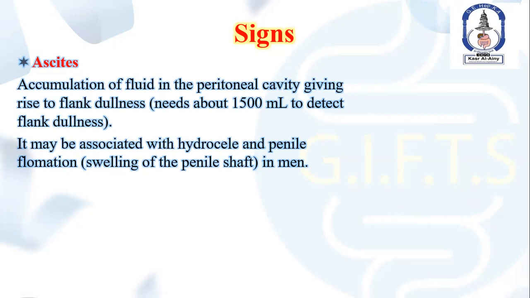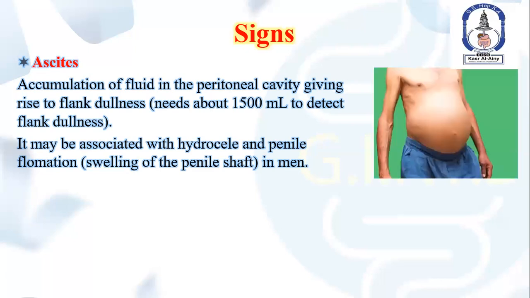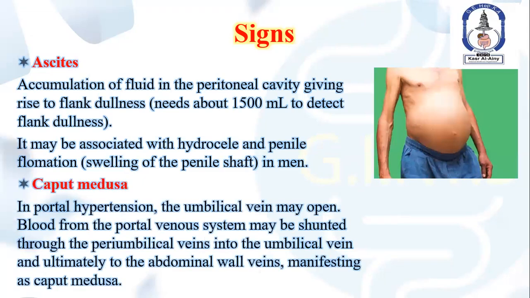And that's why lesser amounts of ascites need more maneuvers like the knee-elbow position or the use of ultrasound, which can detect very minimal amounts of fluid in the peritoneal cavity. It can be associated sometimes with hydrocele or penile inflammation or swelling, which is swelling of the penile shaft. In fact, it depends mainly on hypoalbuminemia. The more the hypoalbuminemia, the more the edema develops. Of course, we can see now the generalized abdominal fullness with the fullness of the flanks.